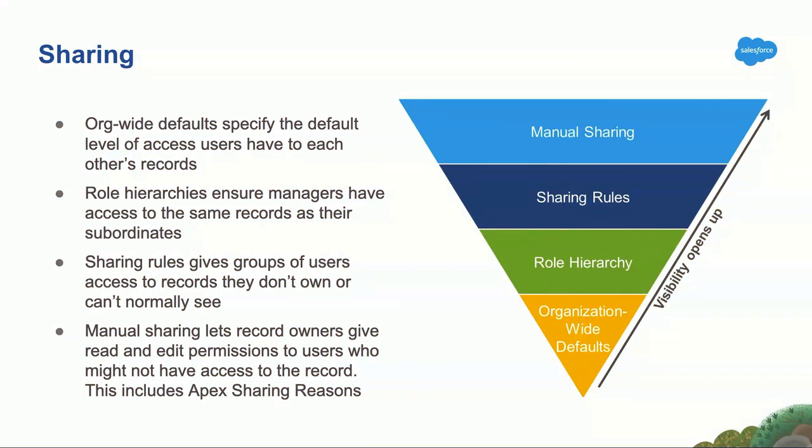Next, we have the role hierarchy. This allows managers to see their subordinates' records. Next, we have sharing rules. This allows a group of users to see data they do not own or normally can see. And finally, we have the manual share. This allows a record owner to give read and edit access to a record. I'd like to point out that includes Apex sharing reasons as well.